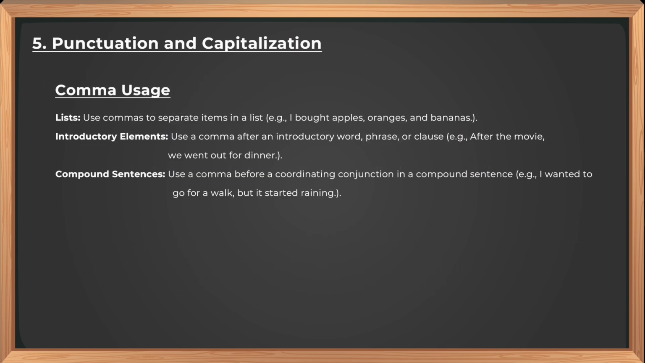Comma usage. Lists. Use commas to separate items in a list. Example: I bought apples, oranges, and bananas. Introductory elements. Use a comma after an introductory word, phrase, or clause. Example: after the movie, we went out for dinner. Compound sentences. Use a comma before a coordinating conjunction in a compound sentence. Example: I wanted to go for a walk, but it started raining.